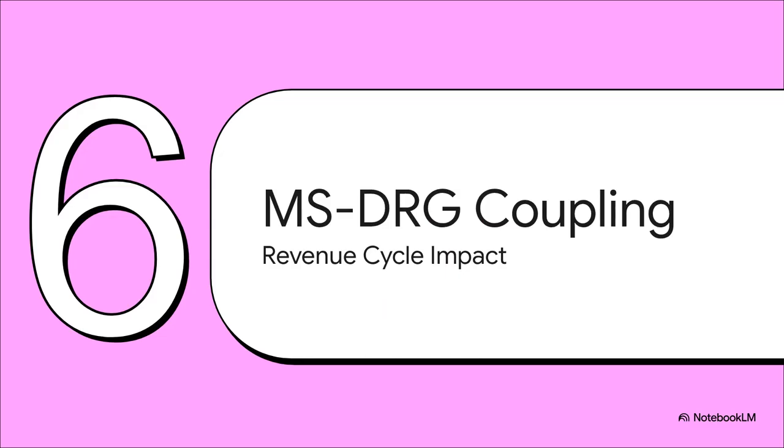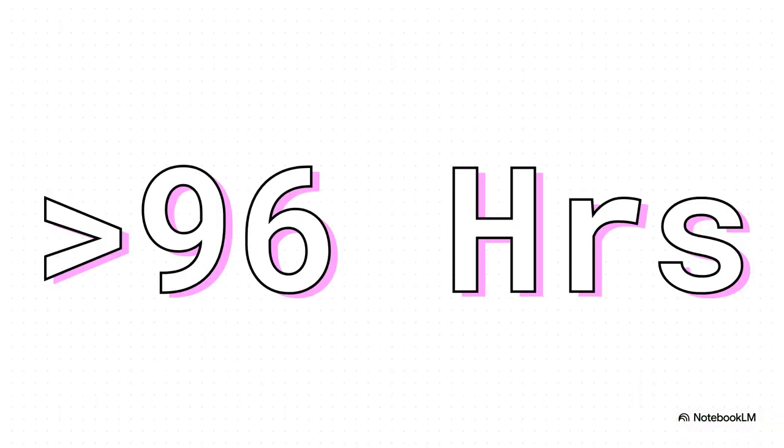Finally, let's look at number 6, IPDRG coupling logic. So what does this all mean for the revenue cycle? How do these diagnosis and procedure codes actually work together to determine the hospital's reimbursement? The crucial point here is understanding how these codes couple in the DRG grouper. When you have a principal diagnosis of, say, severe sepsis, and you couple it with an MCC like acute respiratory failure, your DRG weight naturally goes up.